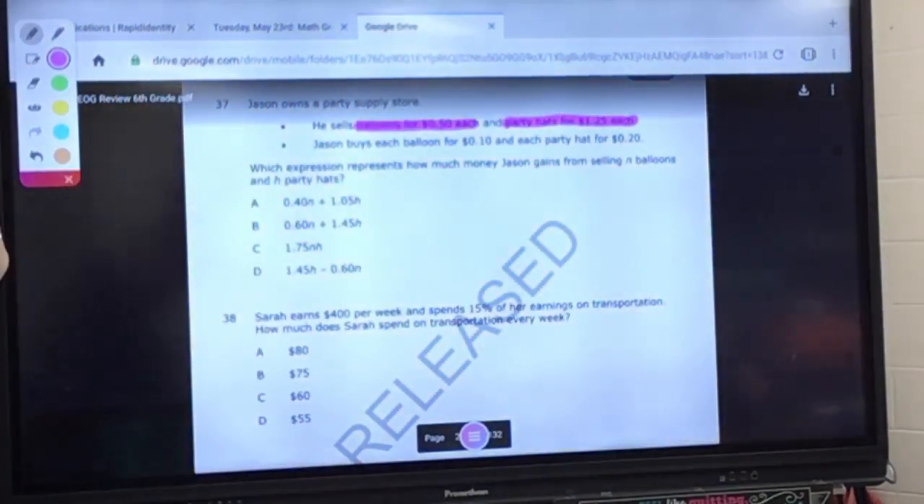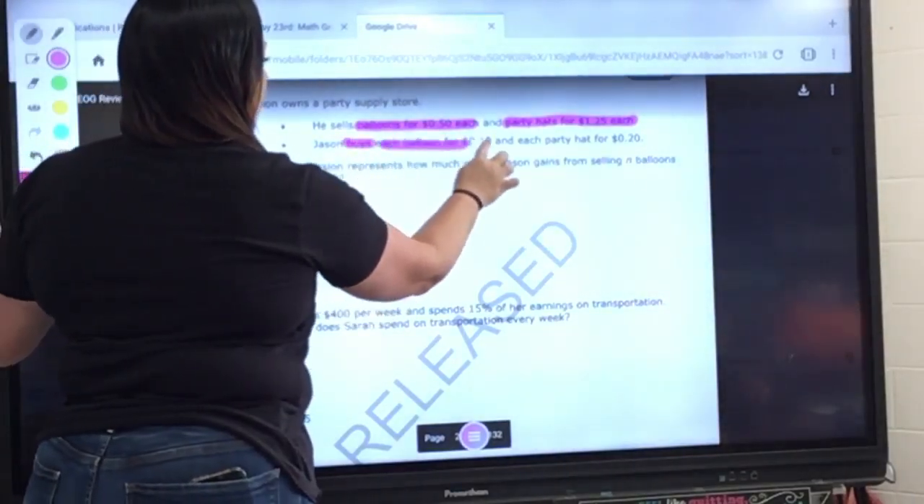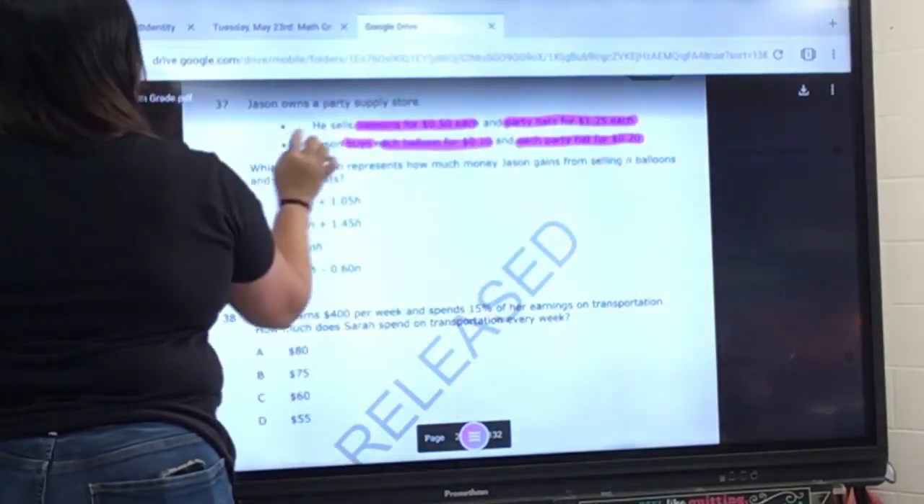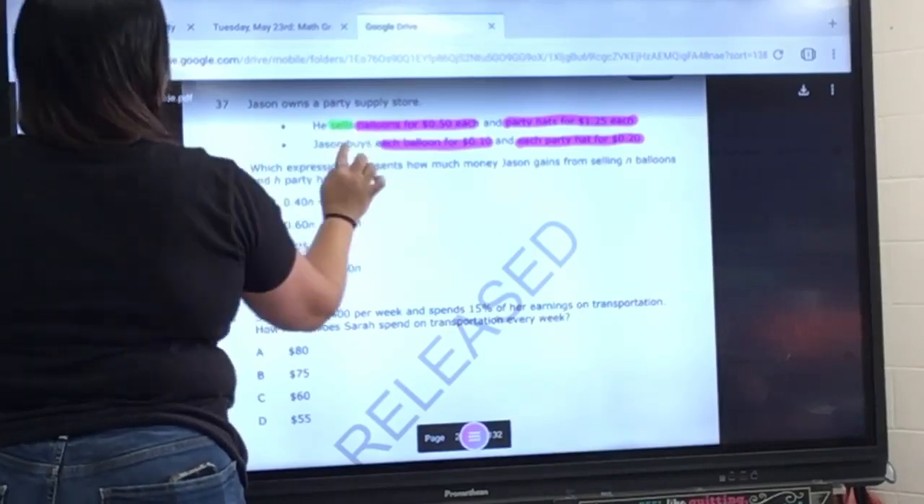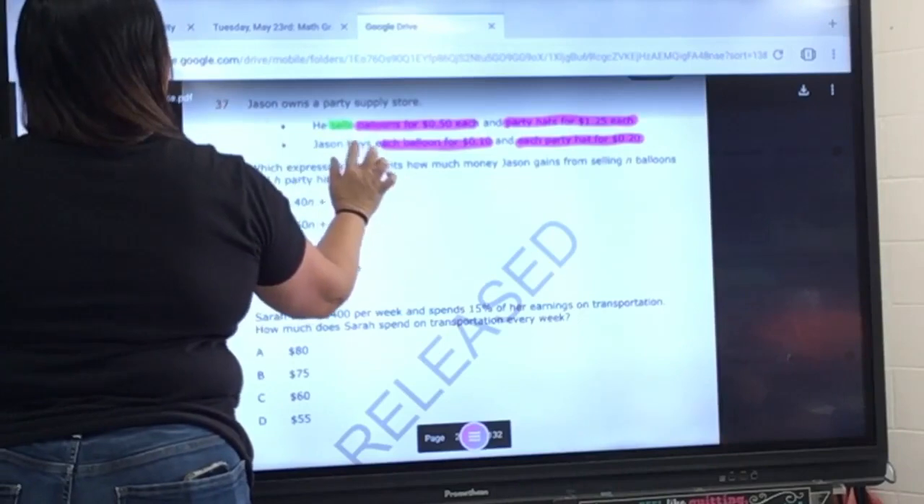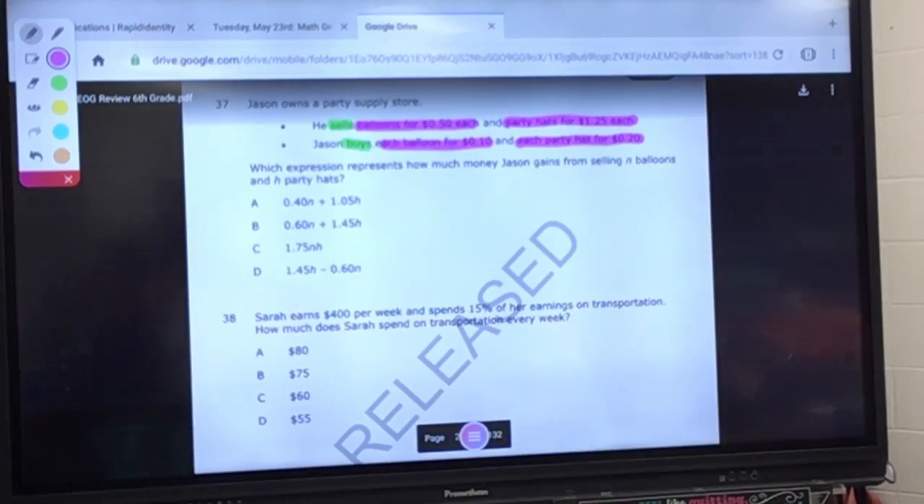Okay, what else is important in the second bullet? What's important in that second bullet? Kylie? He buys these for 10 cents and one pack for 20 cents. Why did I just change those two words? Delilah? Because the first bullet says he sells. Yeah, he sells, and the second bullet says he buys. Okay. So one, he's gaining money, and one, he's giving money away, right?